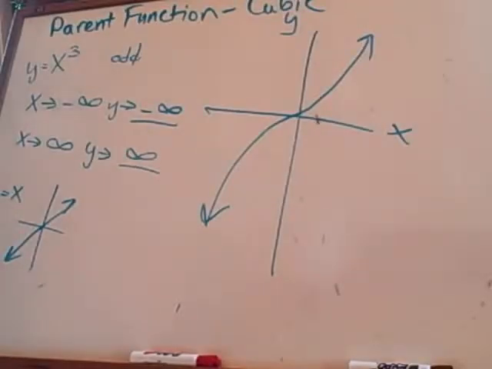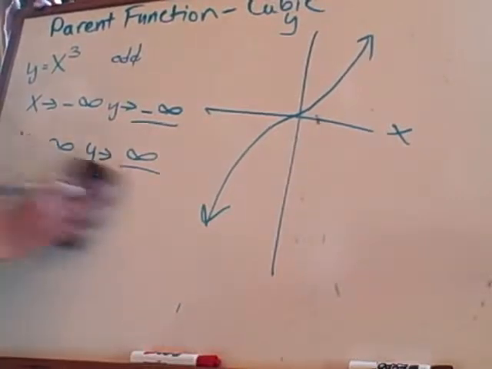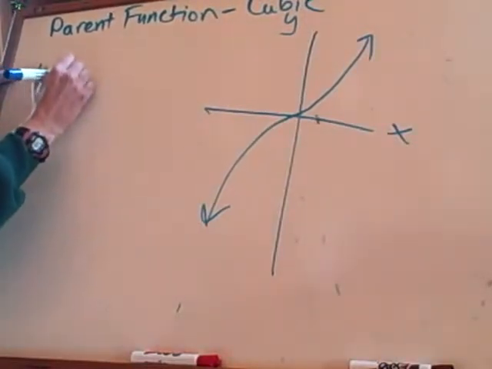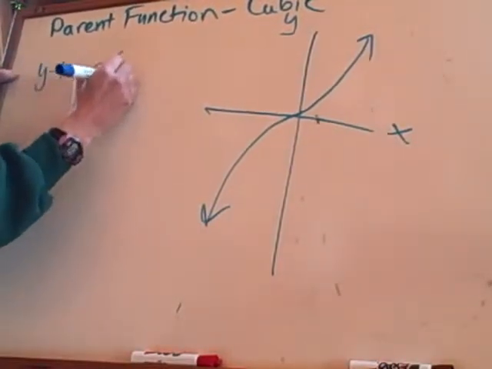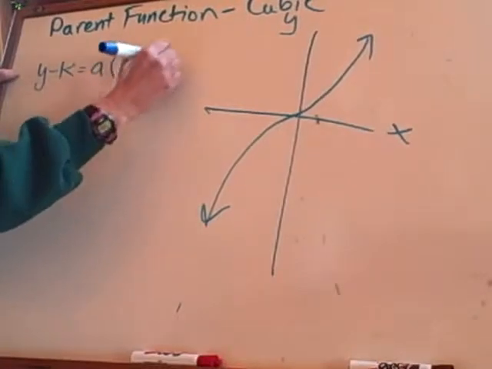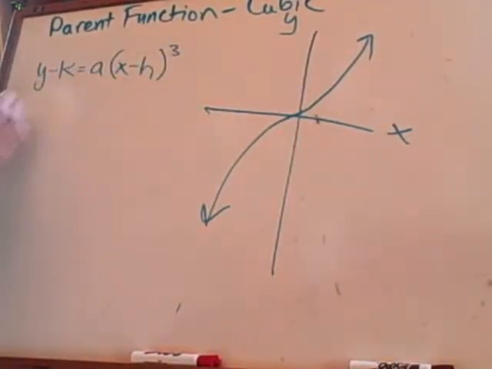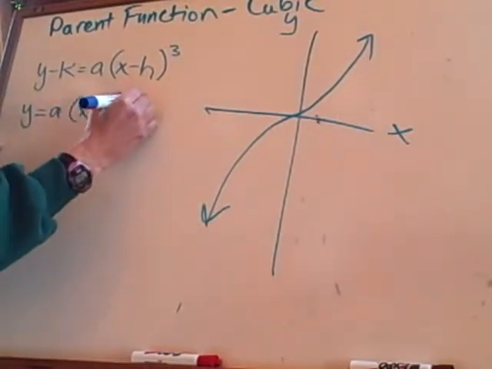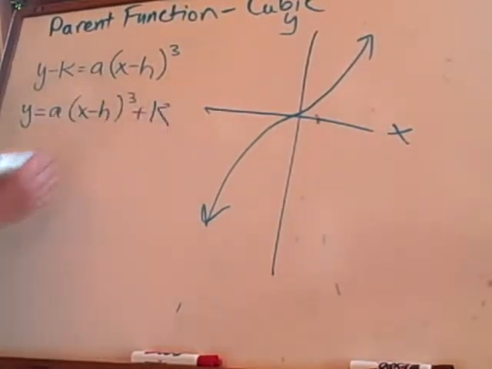Okay? I'm going to give you a couple of alternate forms and some locator points, and we'll be done with this one. Alternate forms of the equation look like this. y minus k equals a times (x minus h) quantity cubed. The way we've been doing it would be y equals a times (x minus h) quantity cubed plus k. This would be the calculator one.